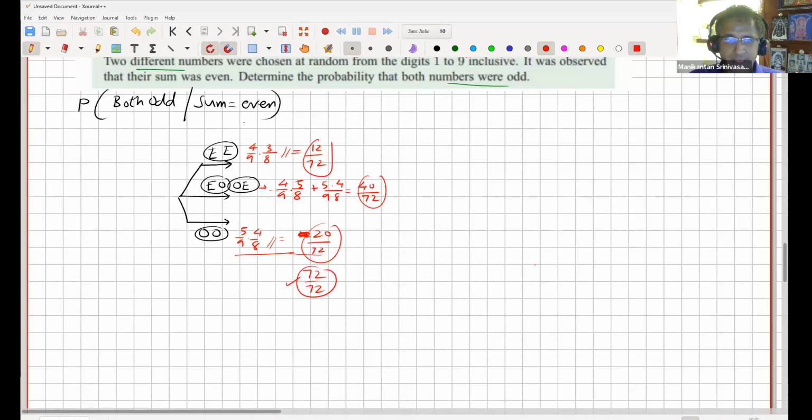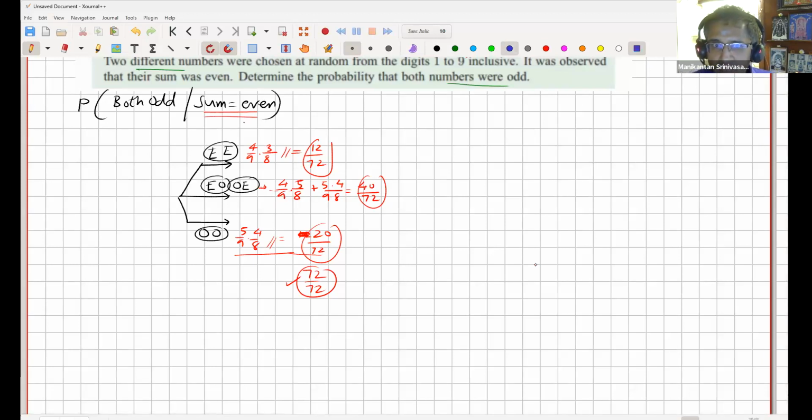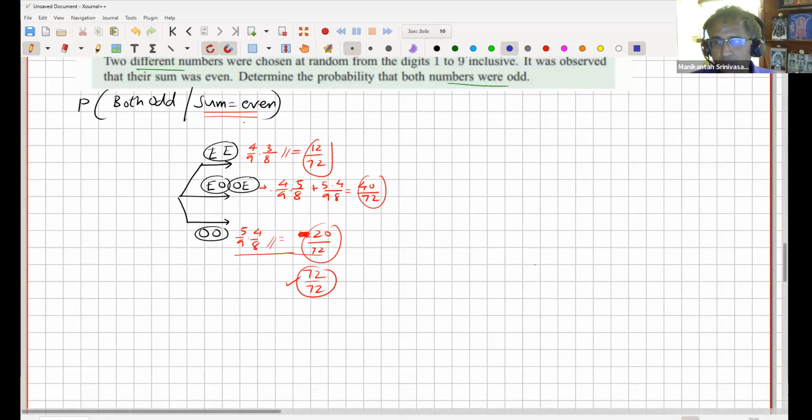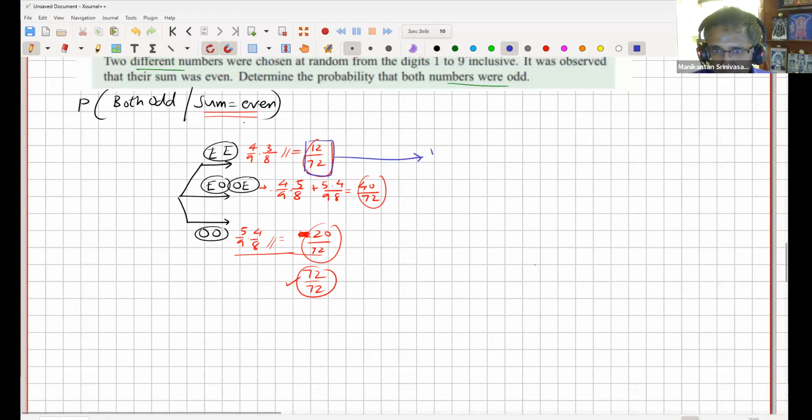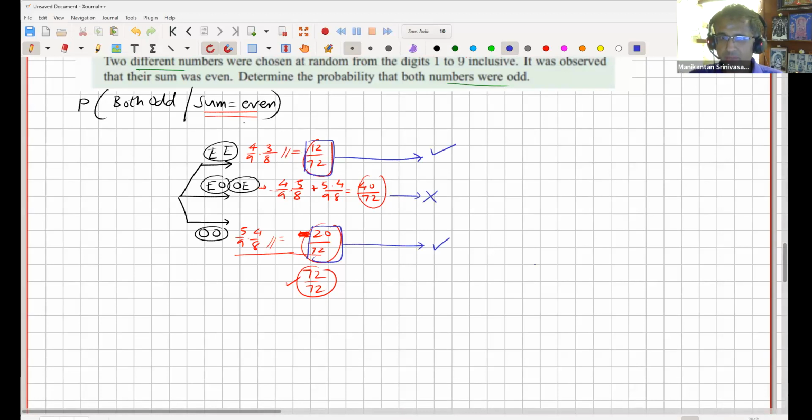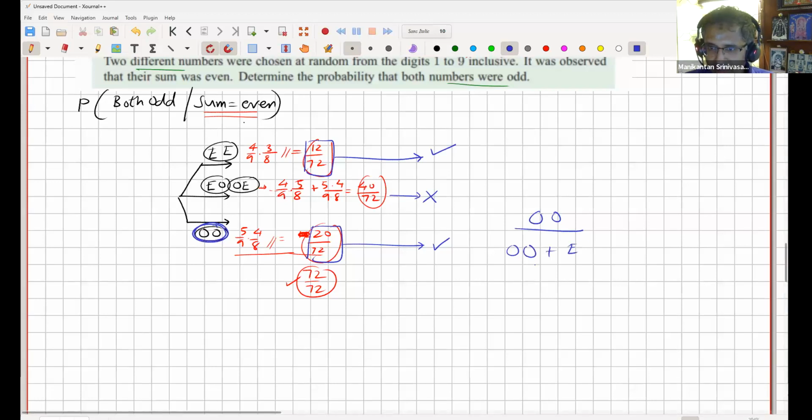Now, what is the problem saying? The problem is saying given the sum is even, which means the sum is even when both numbers are even or both numbers are odd. That's when the sum is even. So we are given either this happened or this happened for sure. We are told that this did not happen, so we can forget this even happening. Now we are being asked, given one of these two happened, what is the probability that this happened? In other words, we want to find OO as a fraction of OO plus EE.